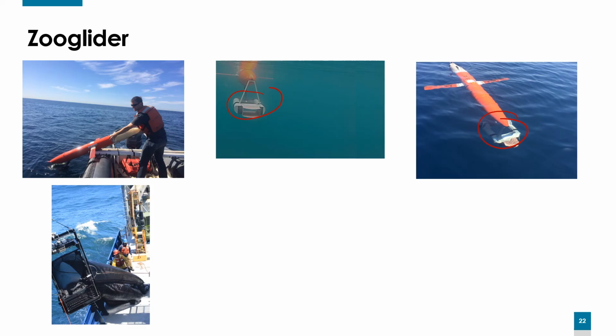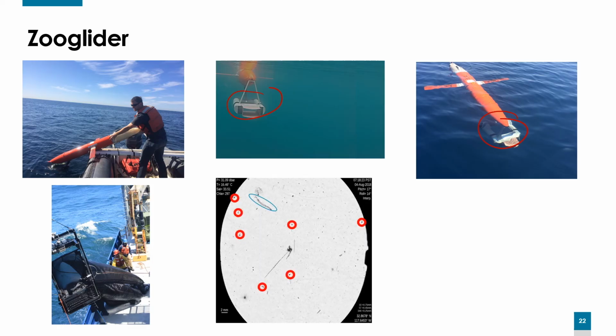With that metadata, when he pulls these images from the ZooCam, he can see where the predator and potential prey are in a much better sense than if we were just to collect them with a net. In this image, marked in blue, is what looks like a chaetognath perhaps, and surrounding it in the red circles are its potential prey items, which are most likely different types of copepod. This gives us a much better representation of the amount of prey available in relation to the different types of predators within the water column.